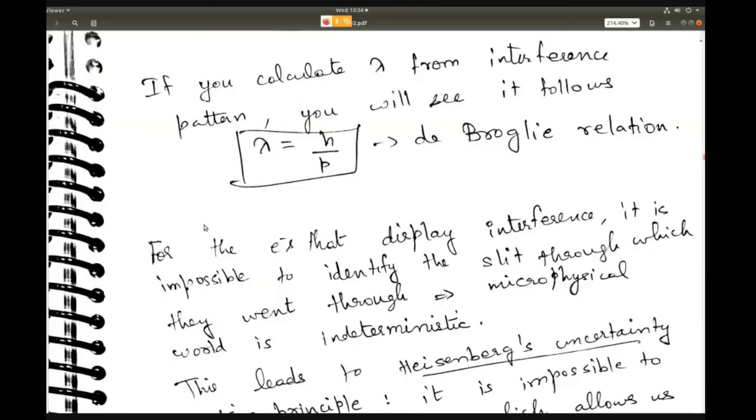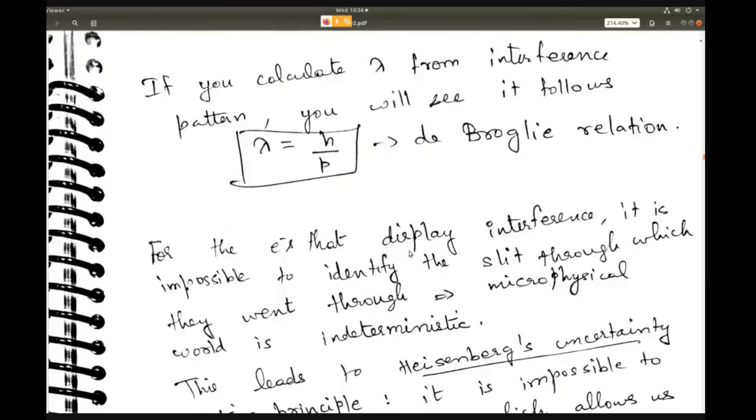Okay. So this brings us to an important concept. The concept is that when you devise an apparatus that can tell you where the electron is, you carry out a lot of change in its momentum. Okay, this is what is known as Heisenberg's uncertainty principle.